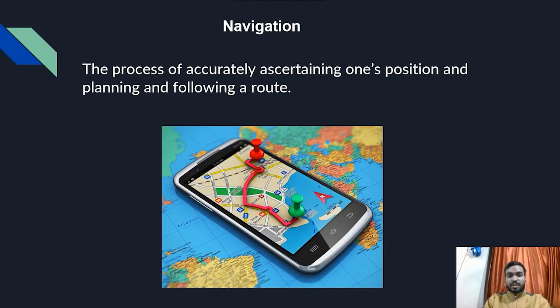So, what is navigation? It is the process of accurately ascertaining one's position and planning and following a route. For example, I am at point A and I have to reach point B. The route which I would have to take and the planning related to it is included in navigation. So in robotics, we plan how a robot would move from point A to point B, considering the obstacles in the path, and that is navigation.